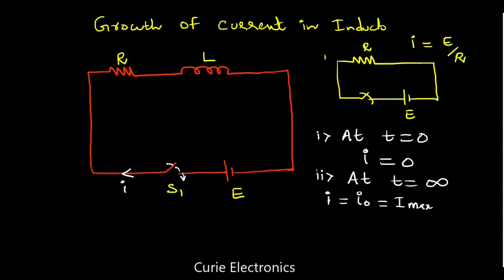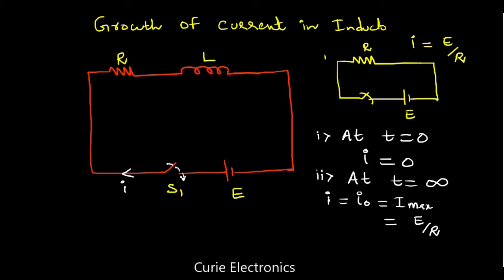That is equal to E upon R. So at time equal to infinity, the inductor acts like a short circuit, or practically, after 5 time constants, 5 tau, the inductor acts like a short circuit. Now, we have to derive the equation relating current and time for an inductor.